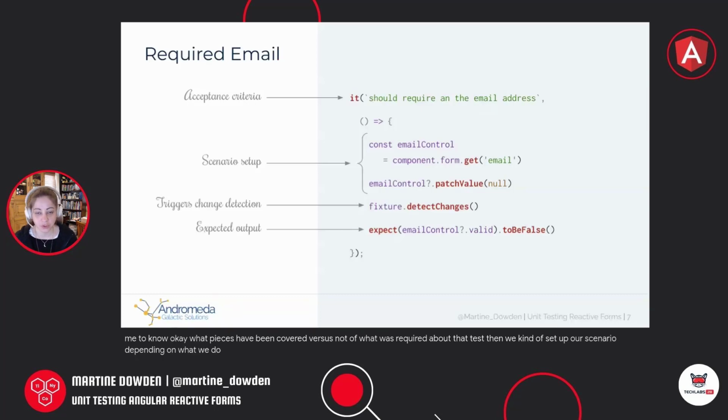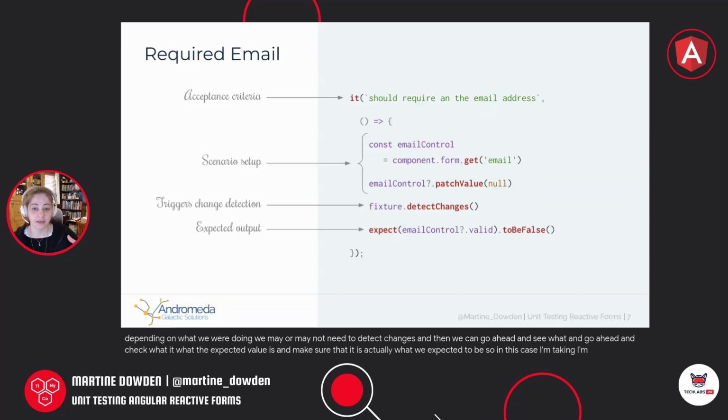Depending on what we're doing, we may or may not need to detect changes, and then we can check what the expected value is and make sure that it is actually what we expect it to be. So in this case, I'm finding my form through component.form to get my email control. I'm going to patch it null. Basically, I'm checking, hey, does it throw an invalid? So it's not valid, right? I expect valid to be false when I pass in a null value. It shouldn't be correct since it's required. It should definitely not be considered valid.